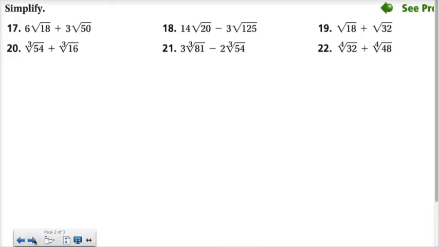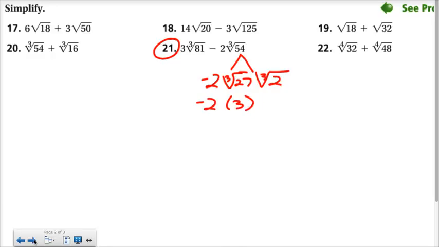Then number 21 was another one I wanted to go through with you. What we generally do with these is, first of all, we notice they're both cube roots, and that's great because we need these to be cube roots. Then I'll start with the smaller of the two. I have the cube root of 54, and I know that's the cube root of 27 and the cube root of 2. Well, that's going to be negative 2 times 3 cube roots of 2, which is negative 6 cube roots of 2.